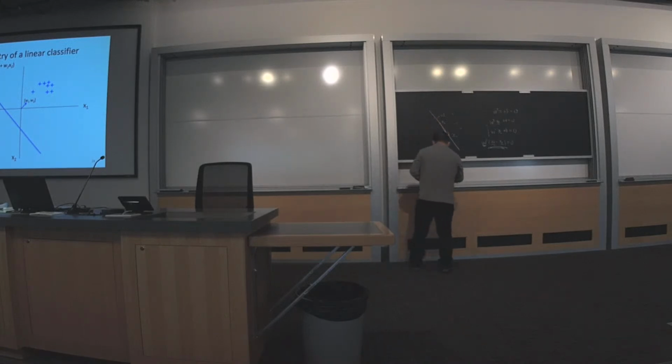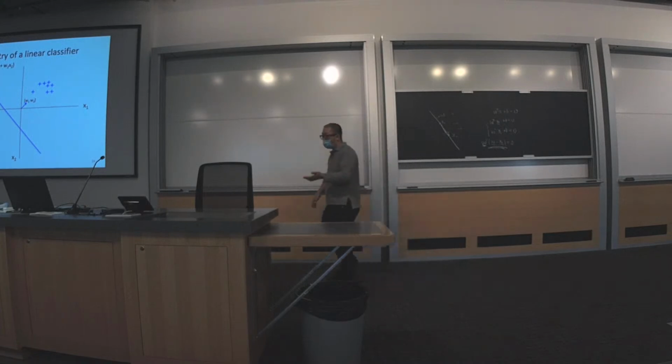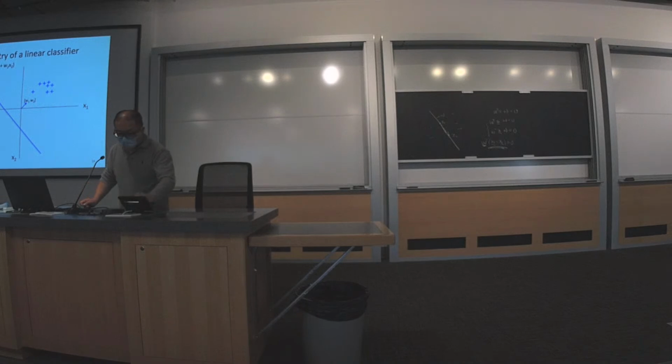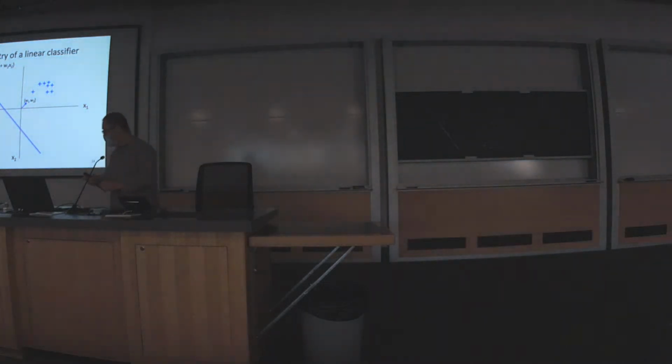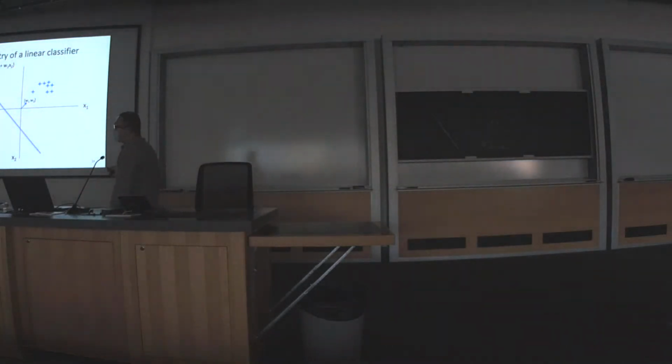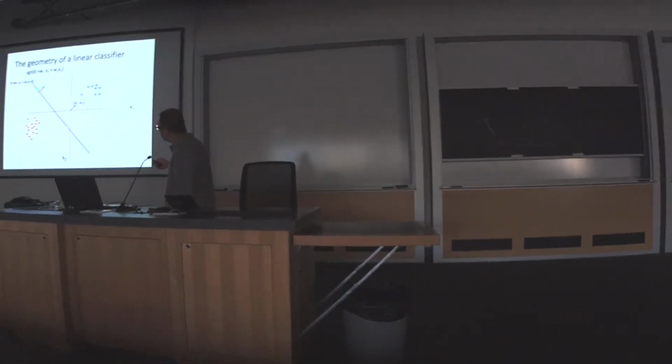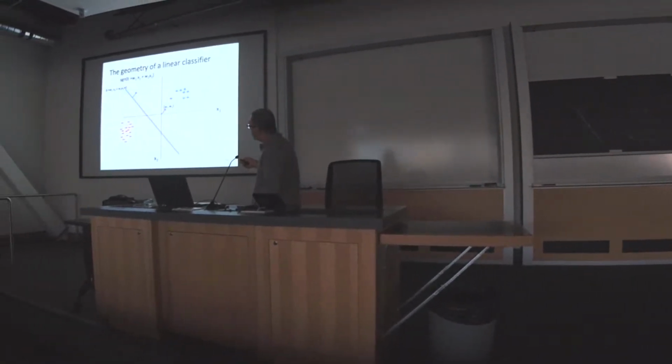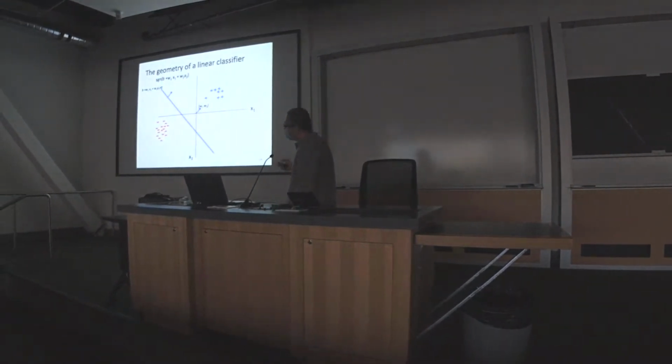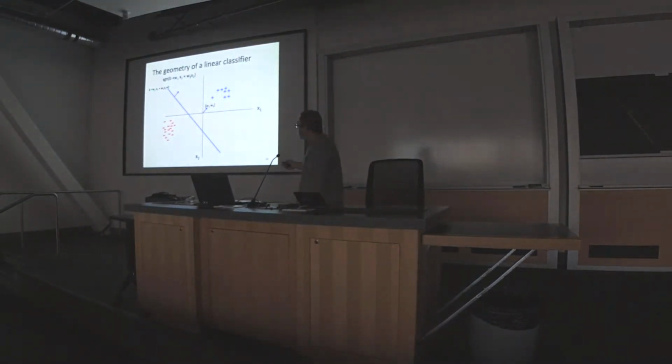So this is some review of what we have learned before. Let us go back. Here, just to give you the basic fact: the vector orthogonal to this decision boundary is simply the weight vector.